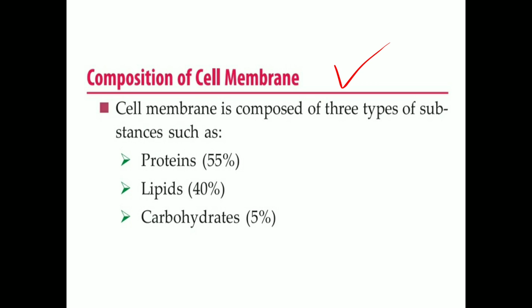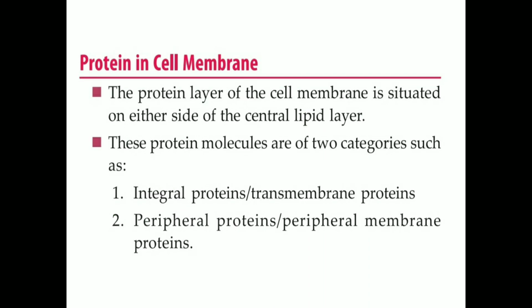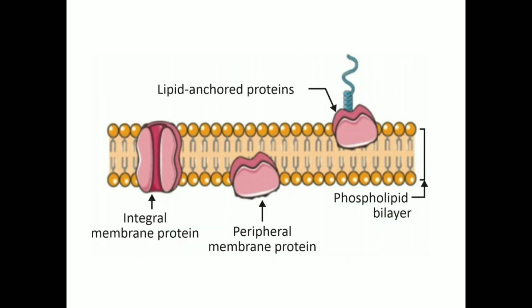The cell membrane is composed of three types of substances: proteins, lipids, and carbohydrates. Protein amounts to 55%, lipids 40%, and carbohydrates about 5%. Let's first discuss the proteins in the cell membrane. The protein layer of the cell membrane is situated on either side of the central lipid layer, on both sides of the lipid layer. You can see that here.